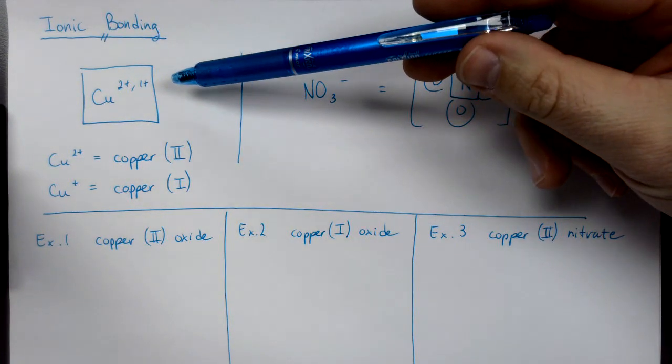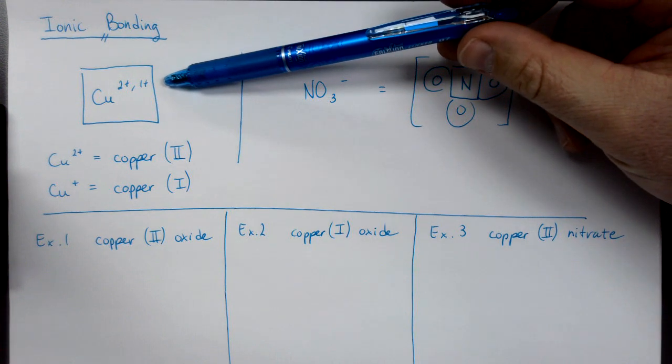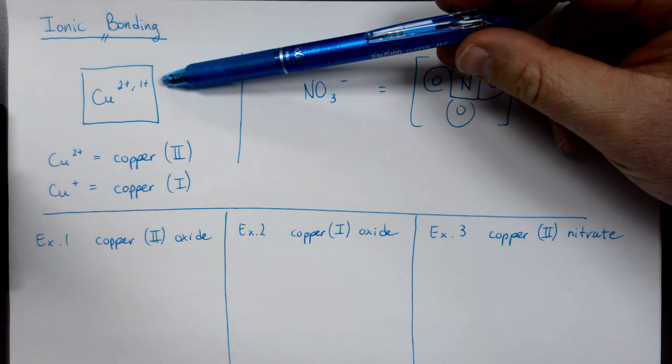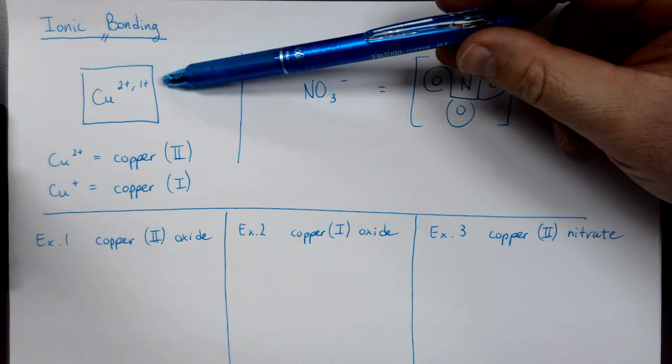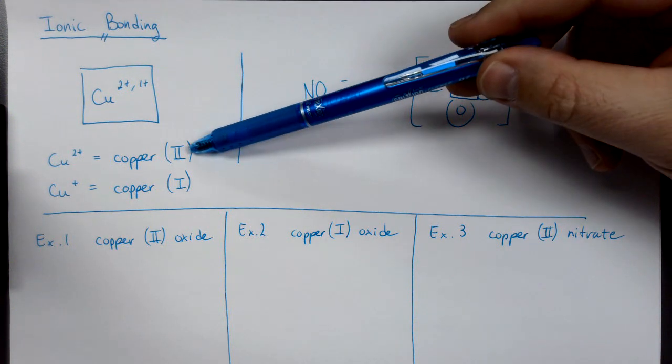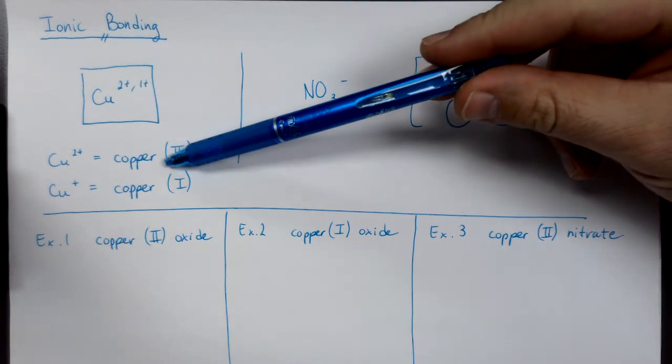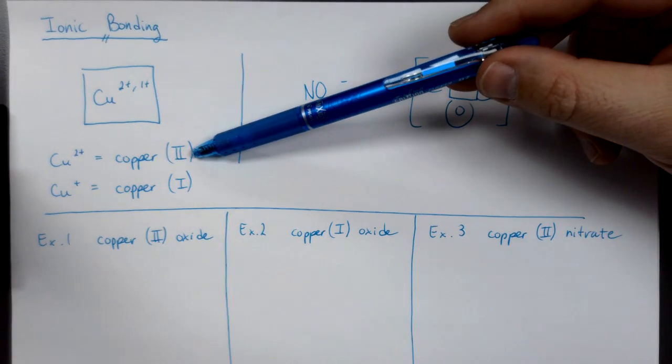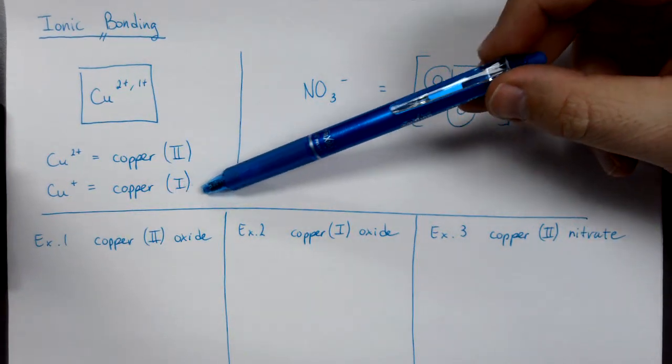On your periodic table, you'll notice that some metals, particularly the metals in the center, have multiple charges. These are called transition metals. We represent these as copper 2 plus using a Roman numeral: copper and then the Roman numeral 2. Copper 1 plus is simply copper 1.